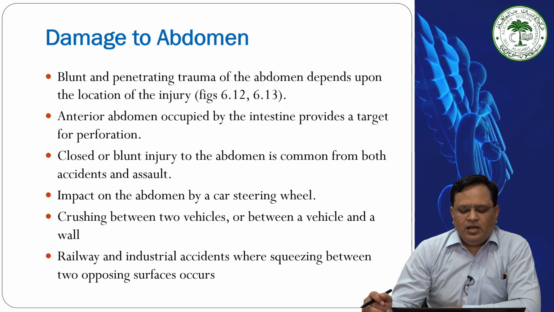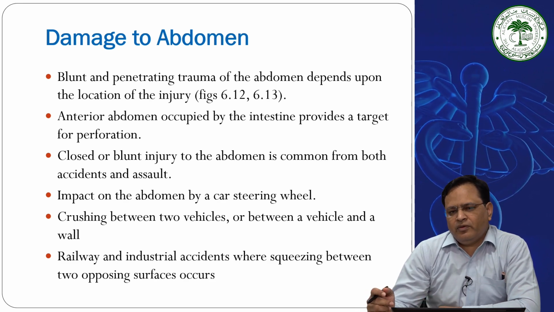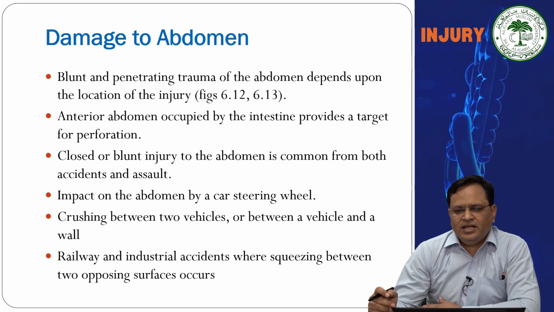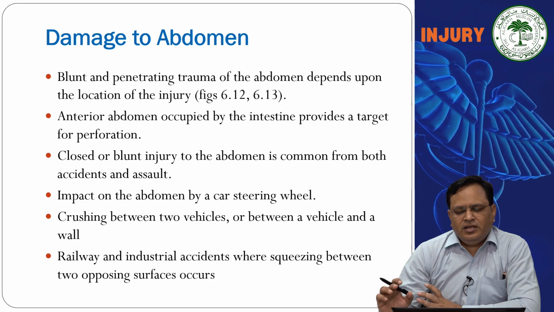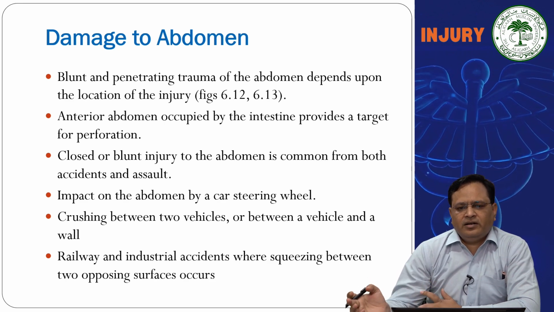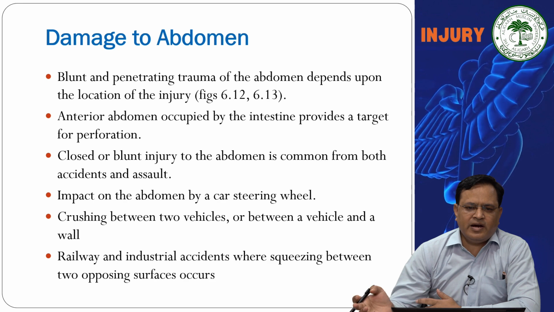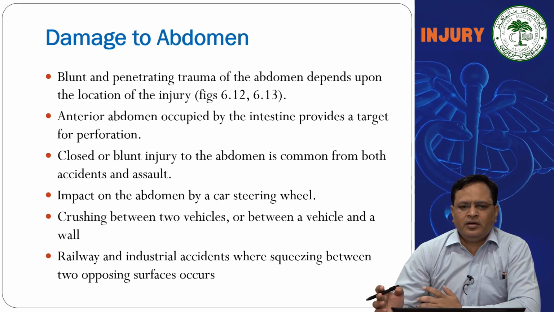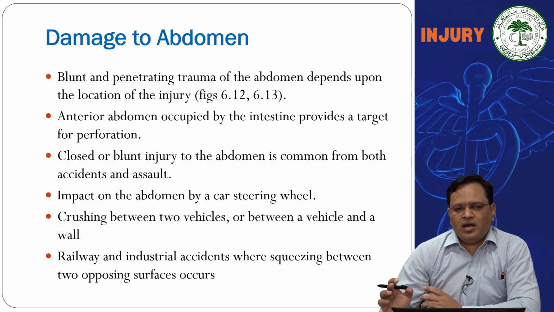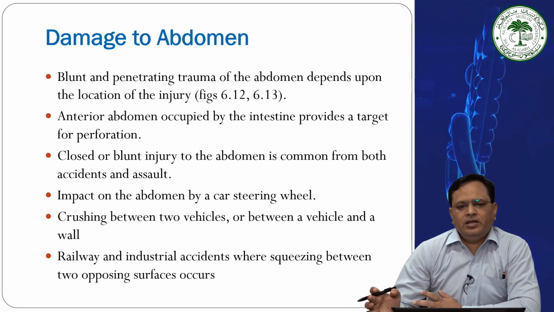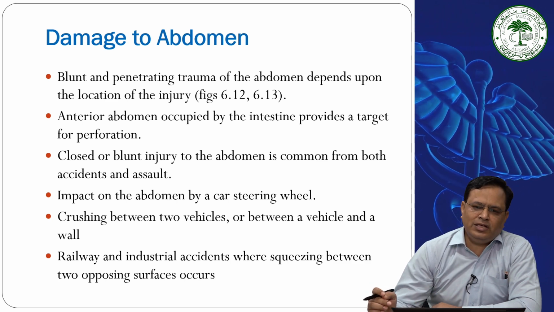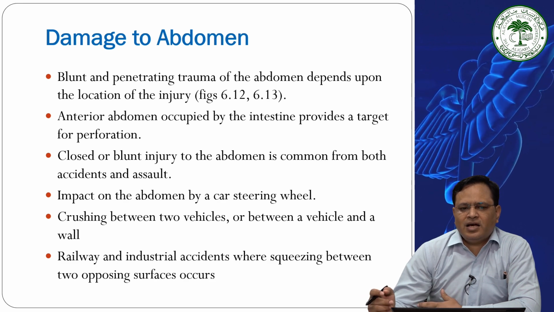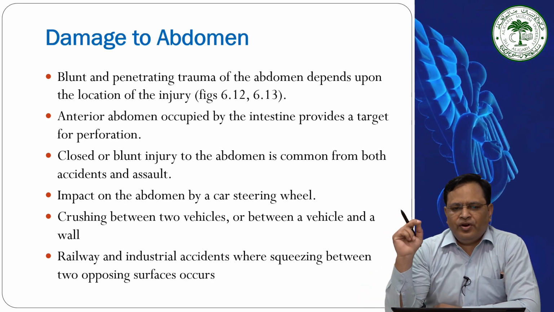Damage to the abdomen, generally blunt and penetrating trauma of the abdomen, depends upon the location of the injury. We will be seeing in the figures. Location of the injury is important, because if the location is in the right quadrant or the left quadrant, right half upper, left half upper, the underlying structures are different. So the underlying organs just below the injury can be different, and the injury can be different. Anterior abdomen occupied by intestine mainly provides a target for perforation.